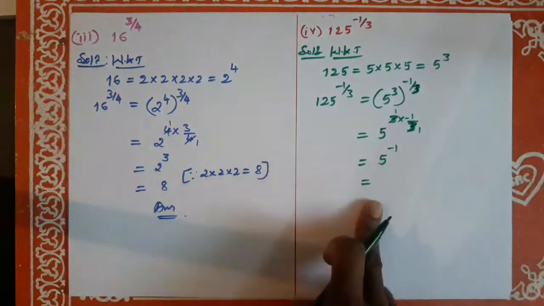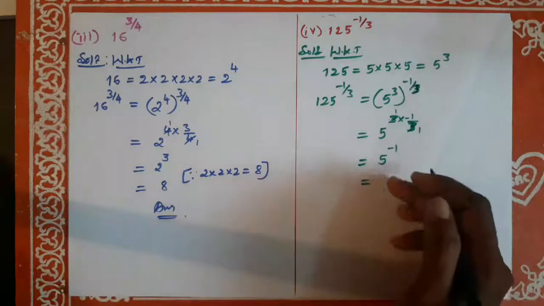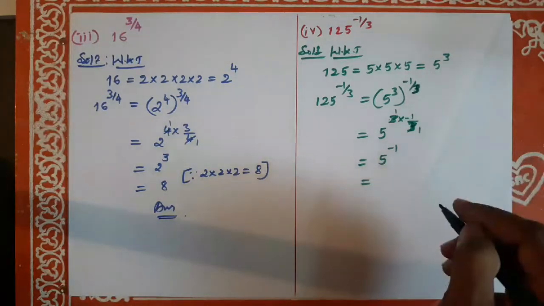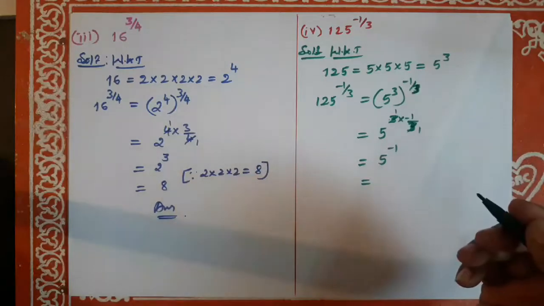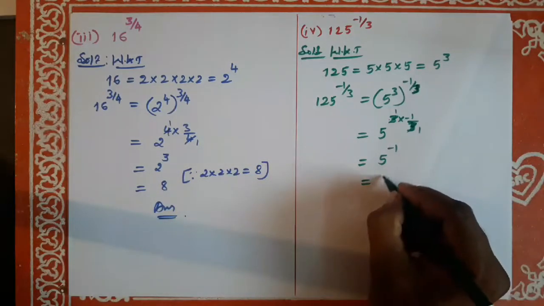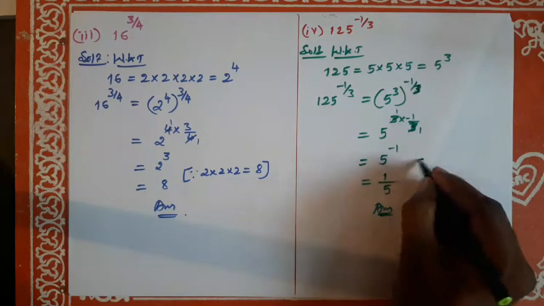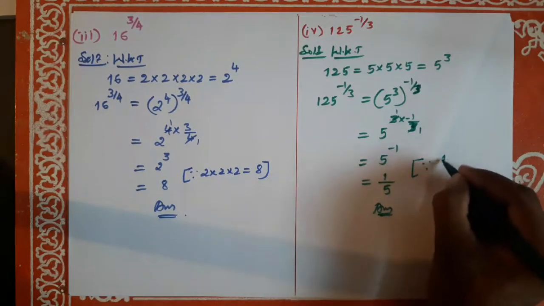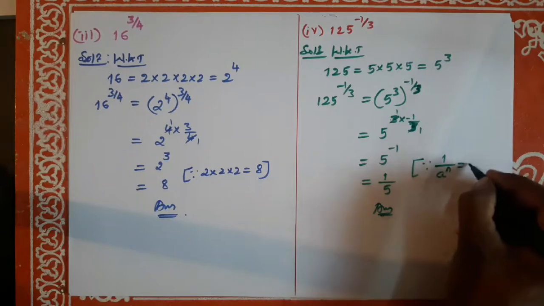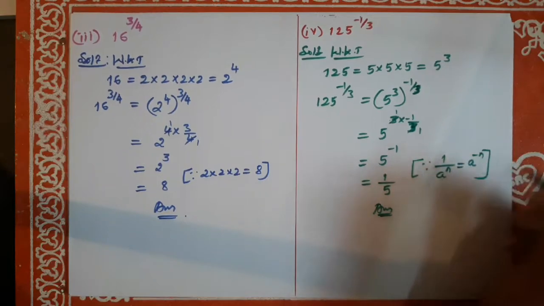In the earlier class we already discussed the inverse: 1 divided by a to the power of n is equal to a to the power of minus n. So this can be written as 1 divided by 5. This is the answer, because 1 divided by a to the power of n is equal to a to the power of minus n.